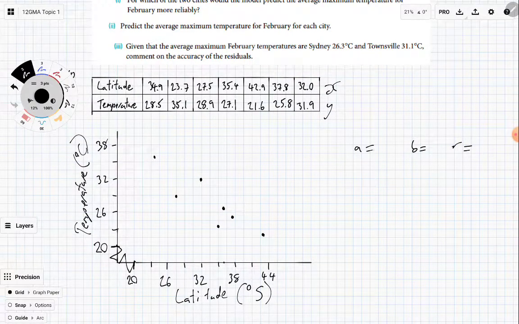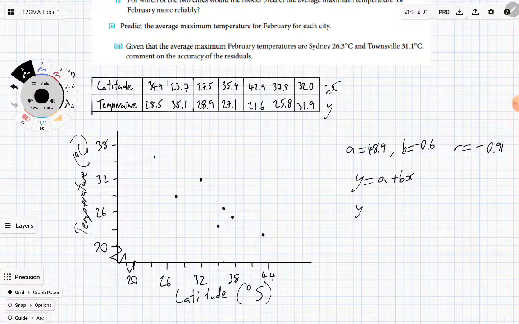Alrighty, so you can see I've calculated my A, B, and R values. So I've now got my equation, y equals A plus Bx. So it's going to be y is equal to 48.9 minus 0.6x. And with an R value of negative 0.91, that means that we've got a strong negative correlation. So we're all good for that.